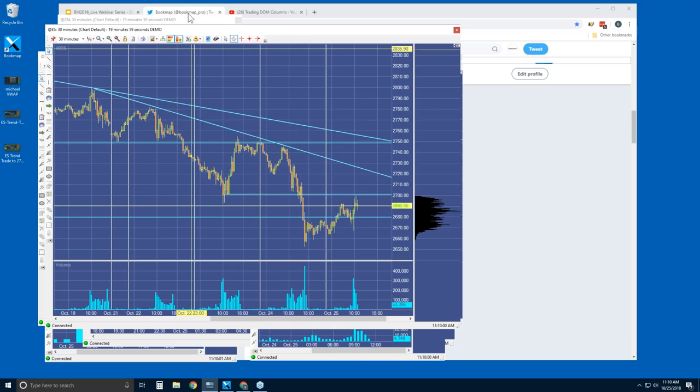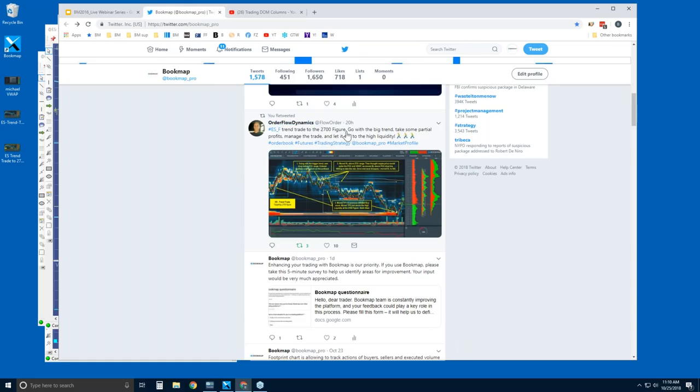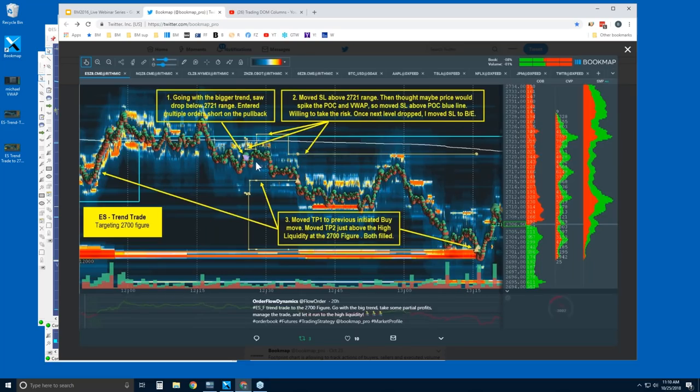And then I tweeted about that here. If you want to take a look at that, there's a tweet here. I took a trade after the webinar. So the webinar stops around maybe 12 o'clock or so. This is all Eastern time. These were the decisions I made here. You can go through this and see that, looking at much higher time frames, getting short here on a pullback. Same stuff we're going through here.